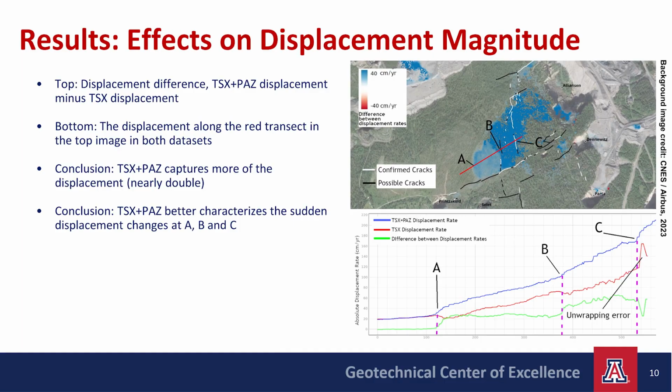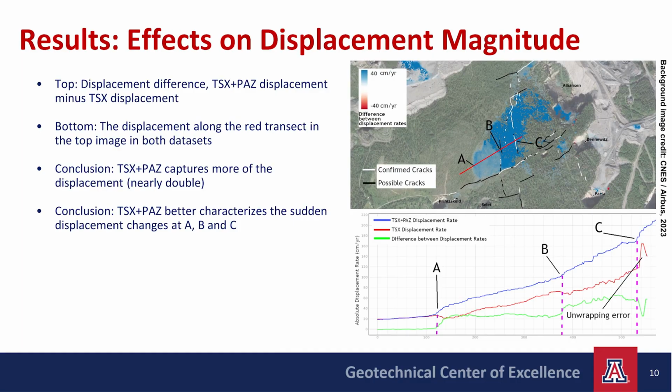Let's now talk about displacement magnitude. So remember that shorter measurements have less displacement and are in turn easier to unwrap. So there's less chance of underestimation. We expect to be closer to the real value of displacement. In the top figure, we can see a red profile drawn, and this displacement here is the difference in displacement between TSX and TSX plus PAS.